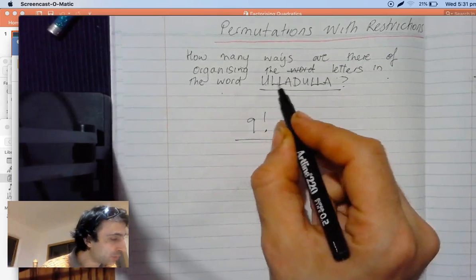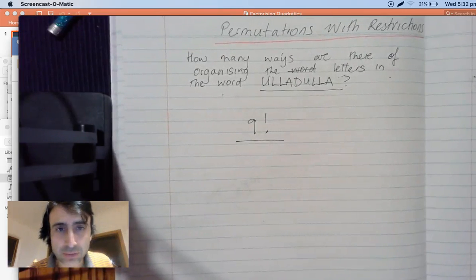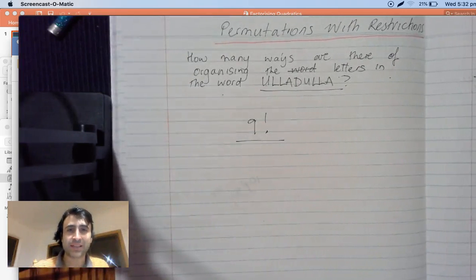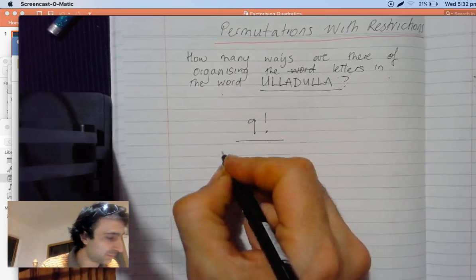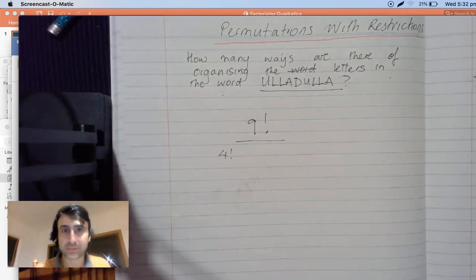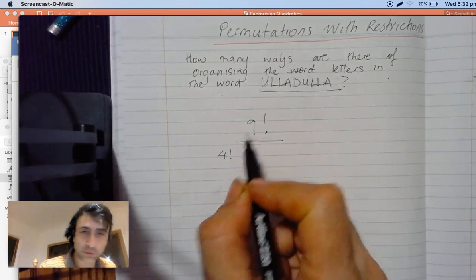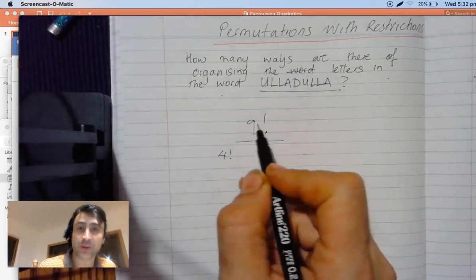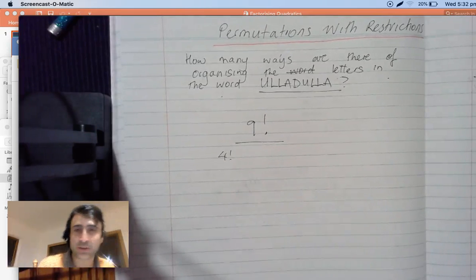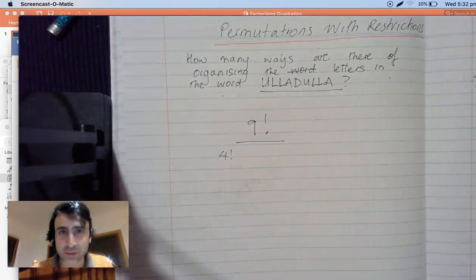But we've also got 1, 2, 3, 4 L's. So how many different ways can those L's be organised? 4 factorial ways can those L's be organised. So there's going to be 4 factorial ways within this 9 factorial which make no difference whatsoever, which will look exactly the same.